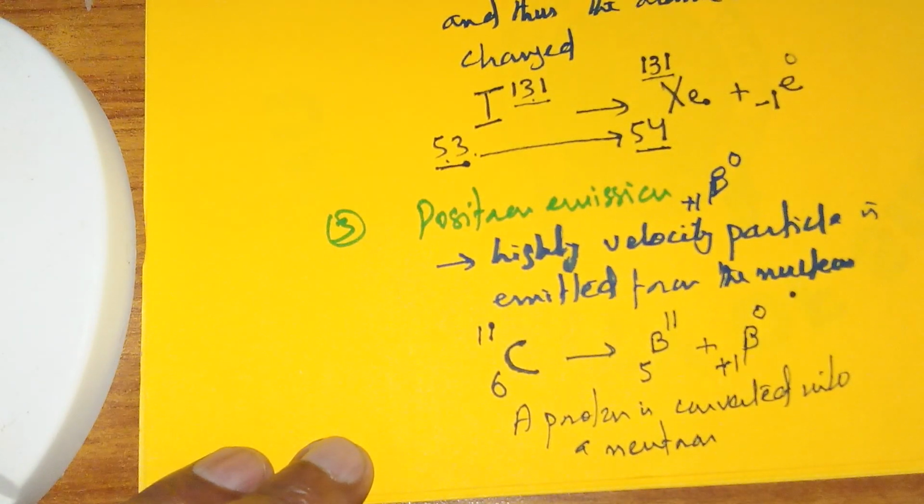Positron emission is the ejection of a positron from a neutron-poor nucleus. A positron is a high velocity particle emitted from the nucleus. It has the same mass as an electron but a positive charge.